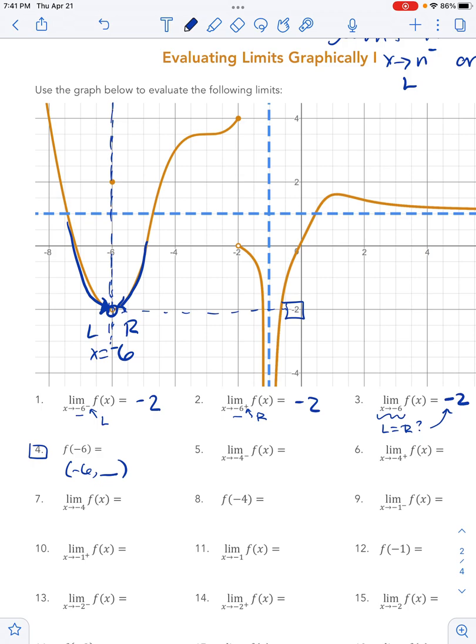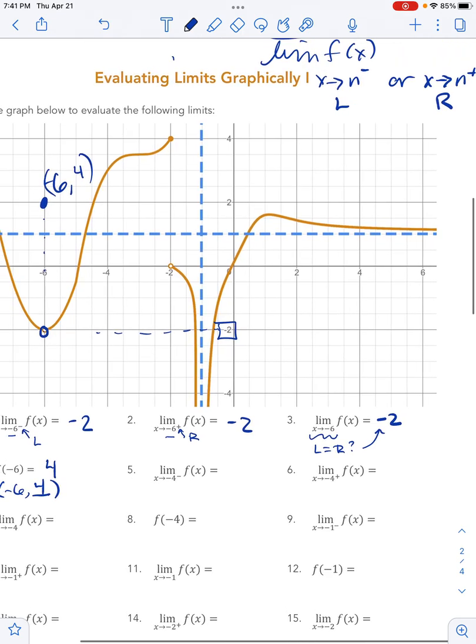approaches this -6 line. But when you actually say, okay, when I plug in a -6, what's the actual value? It's not -2 because that's open. It's this. So if I'm graphing at -6 up 1, 2, 3, 4, that's the actual point that gets graphed, not this open circle. So my answer in number 4 is +4, because that's the y value associated with -6.